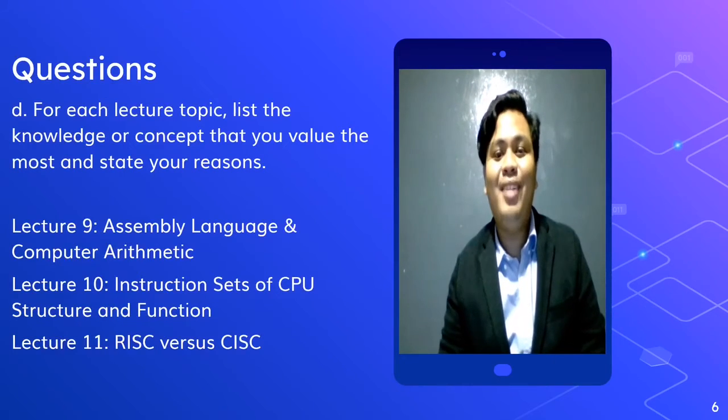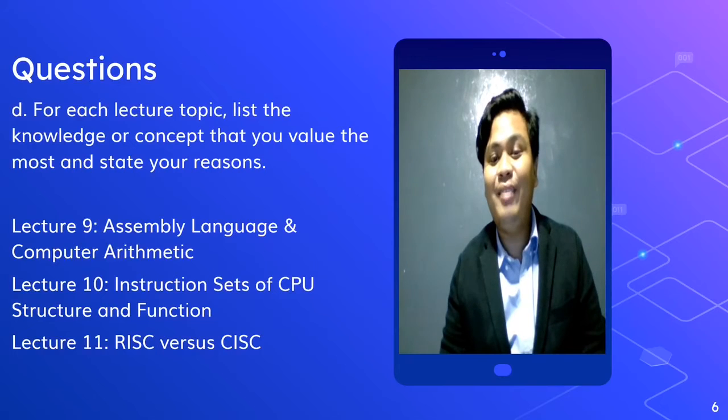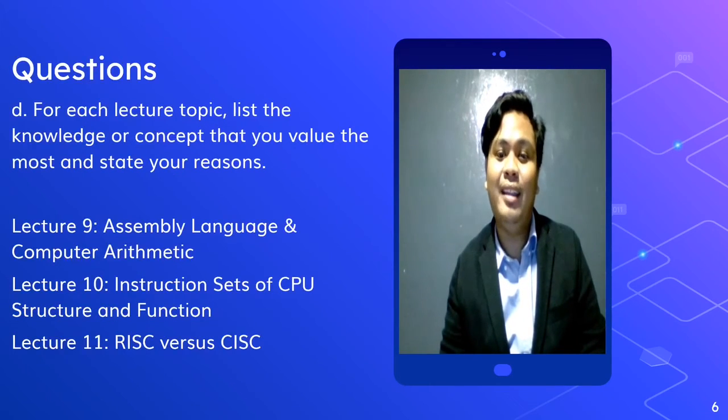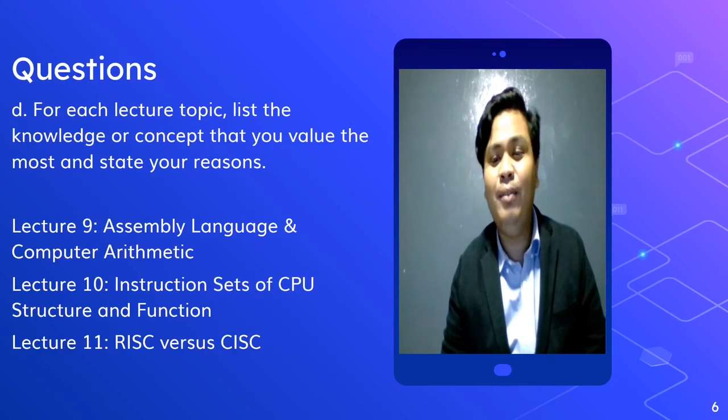For lecture 10, I learned about the instruction set and what I value is the register concept. Registers are the fastest in the computer memory hierarchy even though they are the smallest. It only takes very few clock cycles to access the register value. For lecture 11, I value the concept of this topic. Both of the instruction sets are good at their part and they can deliver depending on the user requirement.